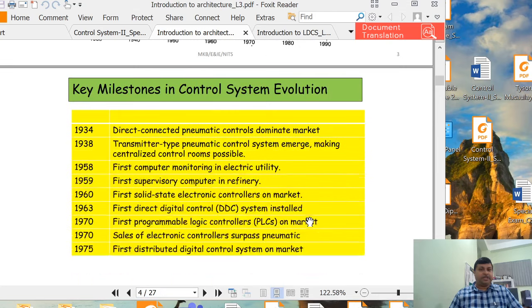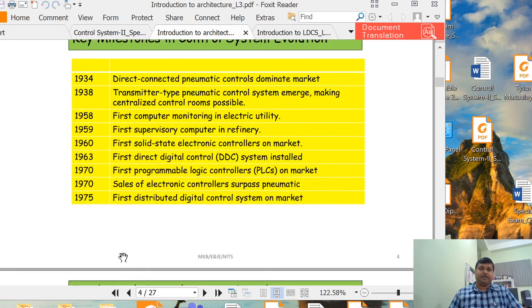Okay, so these are the key milestones of the control system evolution. Now I'm not going to read out this evolution. You can go through the timeline, how the different remarkable developments as well as achievements have occurred in the timeline from 1934 to 1975.